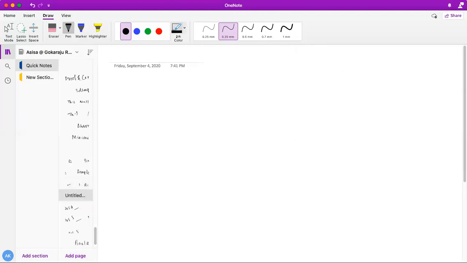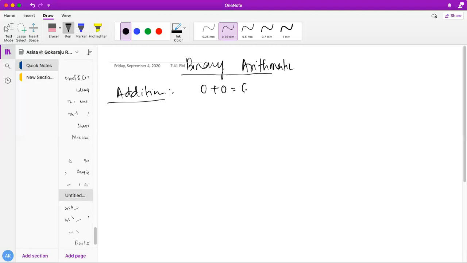There is nothing else, just binary arithmetic: binary addition, subtraction, then binary multiplication and division. We'll start with addition. Addition follows certain rules. The rules are: 0 plus 0 is 0, 0 plus 1 is 1, 1 plus 0 is 1, and 1 plus 1 gives sum 0 with carry 1.